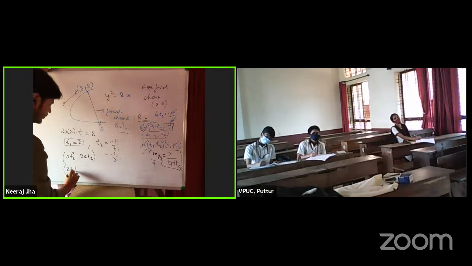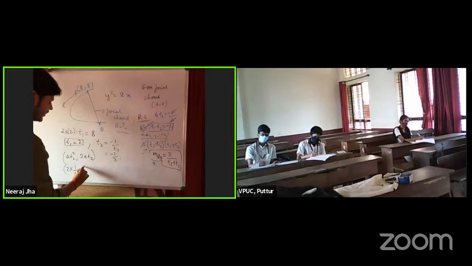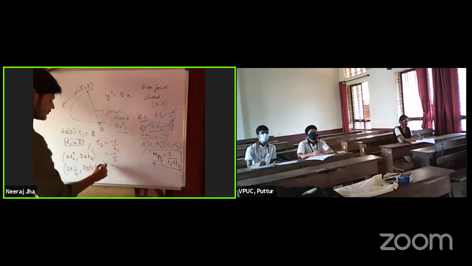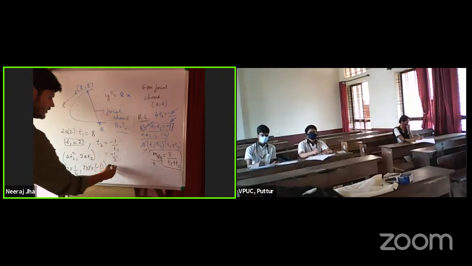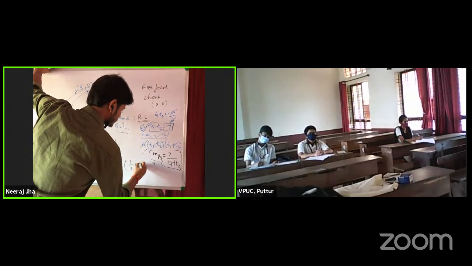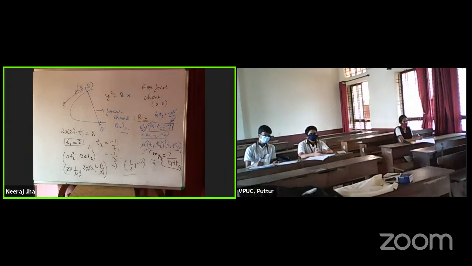T2 square is minus 1 by 2 whole square, that is 1 by 4, comma 2A T2, that is 2 into minus 1 by 2. Hence this is cancelled. So we'll be getting the point as 1 by 2 comma minus of 2, correct? 1 by 2 comma minus of 2. Ganesh, Krishna, 0.45 is not correct. 0.25, sorry, 0.5 comma minus 2, 1 by 2 comma minus 2. Very good. You people are understanding these points. बहुत अच्छी बात है. Good.